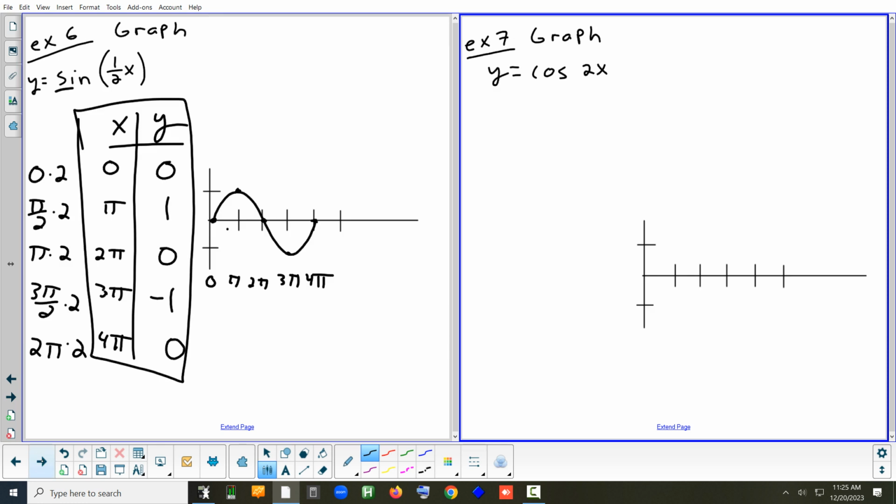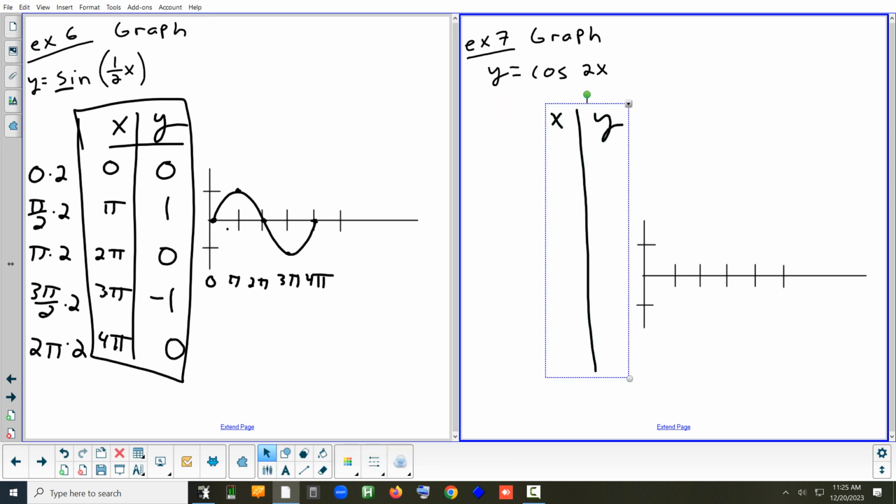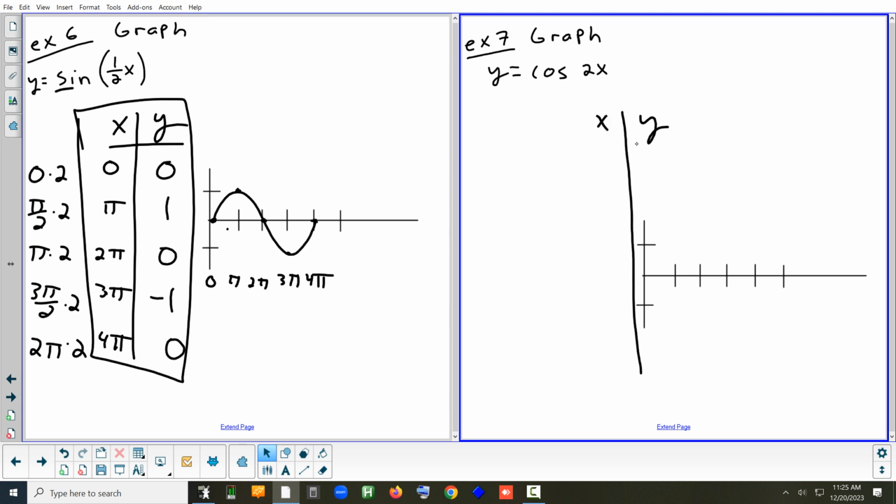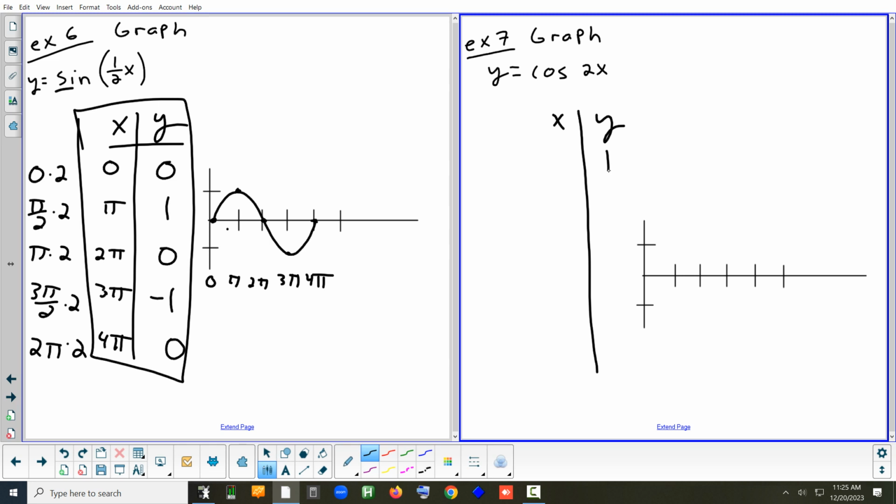Right, let's try this one. In terms of stretching and compressing, this is the opposite of the last one. This is a bigger number, so it's going to compress. Okay, so we've got x, y, and which column stays the same? Yeah, the y's. Hopefully you're starting to remember what those are: 1, 0, negative 1, 0, 1.